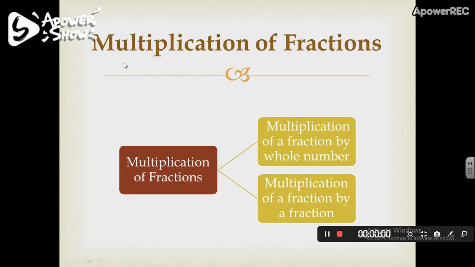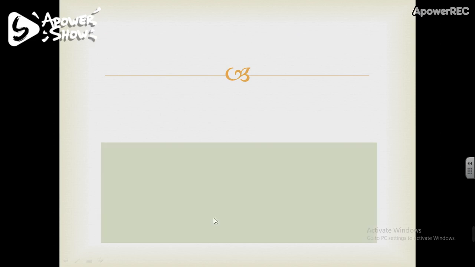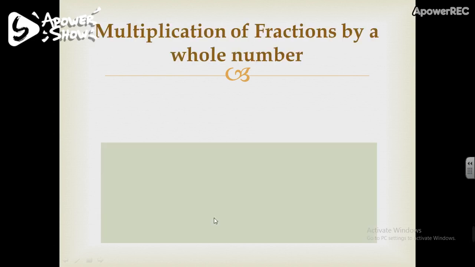In this session we are going to discuss multiplication of fractions. Fractions can be multiplied either by a whole number or by a fraction. So in this session we are going to discuss multiplication of a fraction by a whole number and multiplication of a fraction by a fraction. Let's move to our first multiplication, that is, multiplication of a fraction by a whole number.